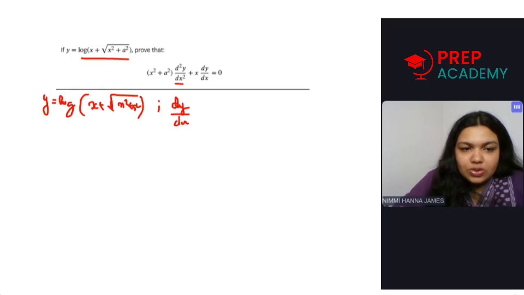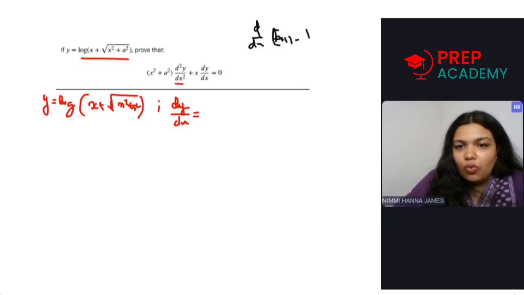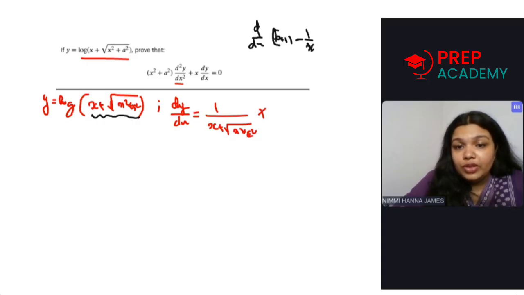So dy by dx is, what is the differential for log? d by dx of log x is 1 by x. So here for x it is this much. So we write 1 by x plus root of x square plus a square into the chain rule. We have to apply the chain rule. So we differentiated this, and now we are going inside the bracket. The function inside the bracket, we want to differentiate this term. So x plus, the differential of x is 1, plus the differential of root x.